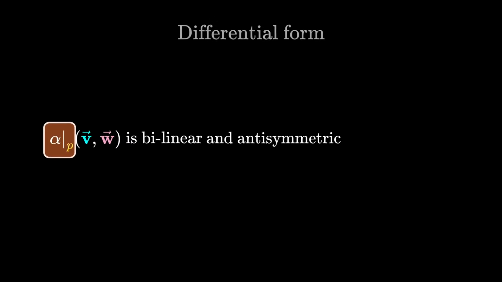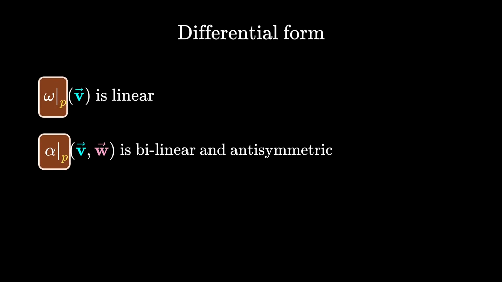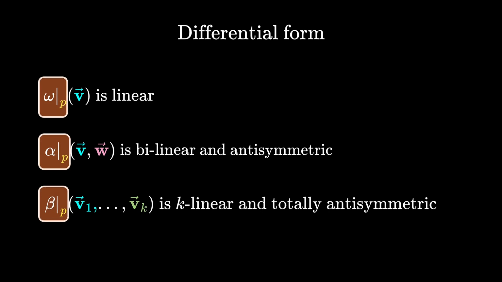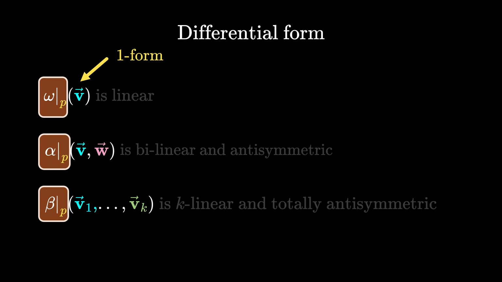It's not too surprising that this pattern continues. In general, a differential form is a collection of functions at each point P, such that it takes in k vectors and outputs a number. It is linear in each of them, and if you swap any two vectors, you pick up a minus sign. We call the functions that take in one vector one-forms. Those that take in two vectors are called two-forms, and in general, k-forms take in k vectors.